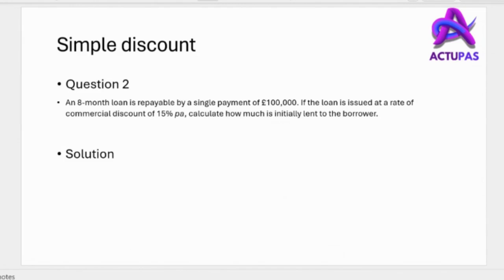Then another question is an 8-month loan is repayable by a single investment of 100,000. If the loan is issued at a rate of commercial discount of 15% per annum, calculate how much is initially lent to the borrower. So n is 8 months, capital is 100,000, and the discount rate is 15%.